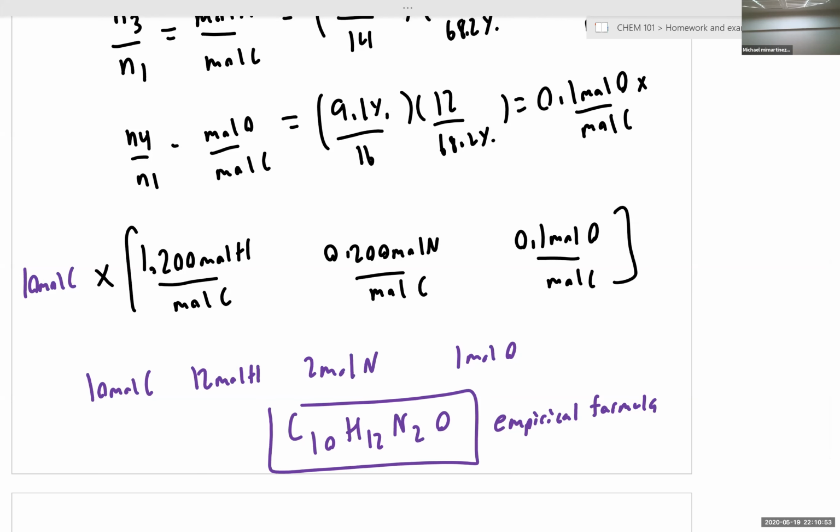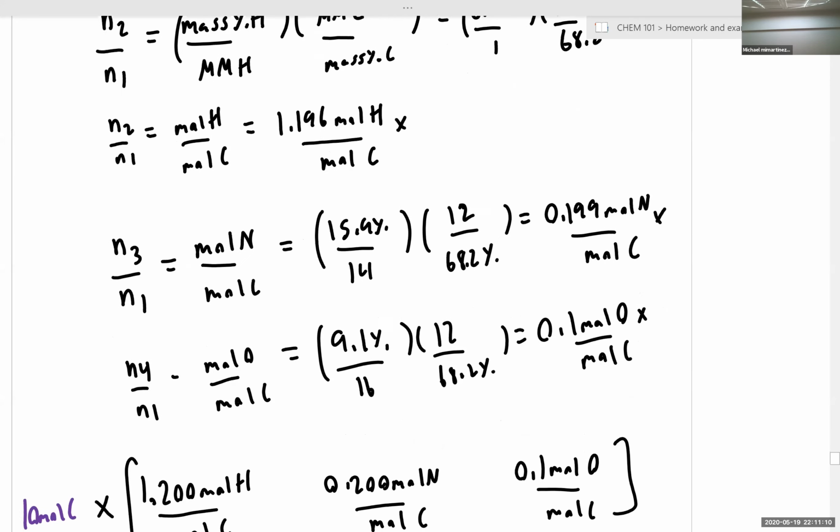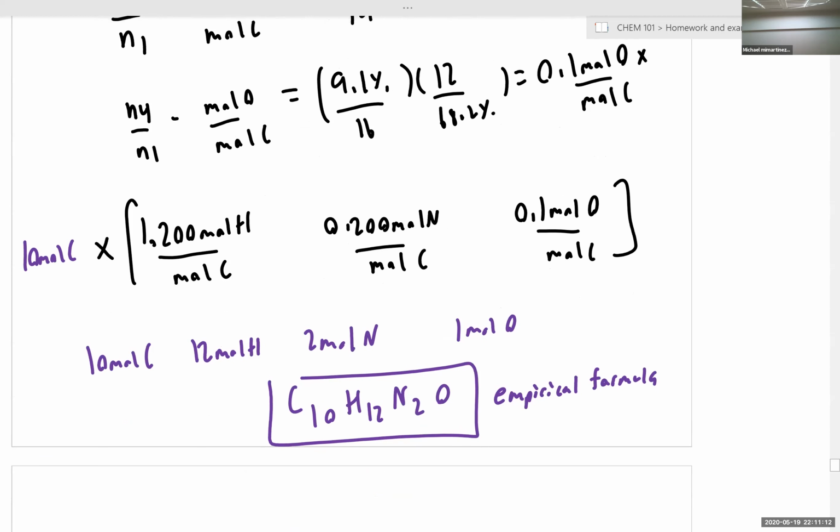Does this make sense to everyone? Does this process look familiar to everyone? Essentially, we calculate the moles of each species, and then we take the mole-to-mole ratio, and then we multiply all of the mole-to-mole ratios by a whole number to give us whole number ratios that we can write as the subscripts in our empirical formula. Is everyone comfortable with this idea of calculating the empirical formula?